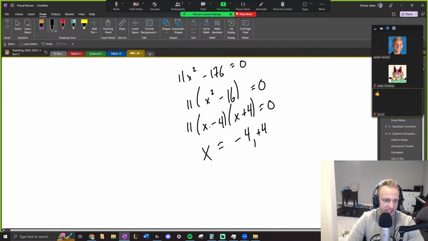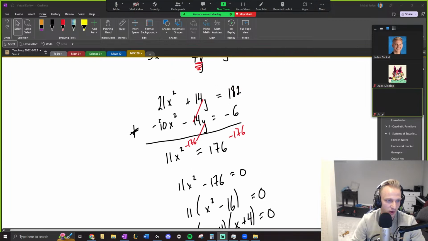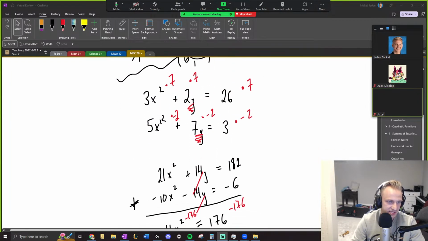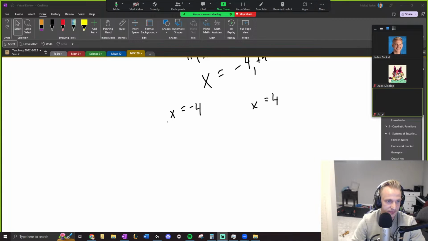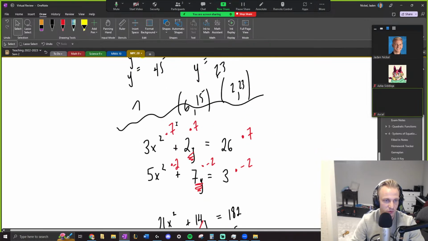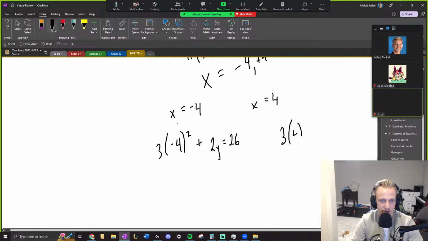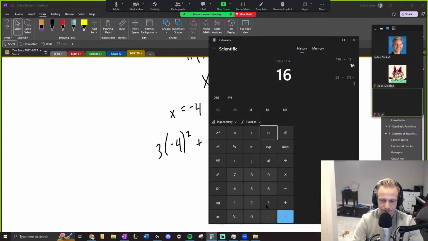Okay, so at this point, it's just plug in x is equal to negative 4 and plug in x is equal to 4 on both sides of the equation and solve. Which one would I use? I guess it doesn't super matter. Probably the top one. So 3 times negative 4 squared plus 2y is equal to 26. And then 3 times 4 squared plus 2y is equal to 26. You get the same answer for both, which is interesting.